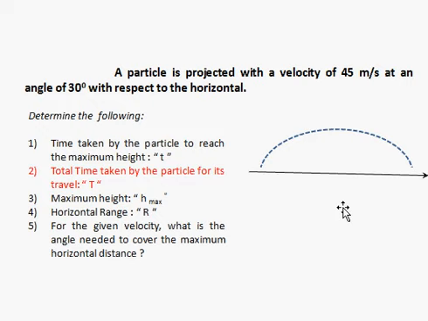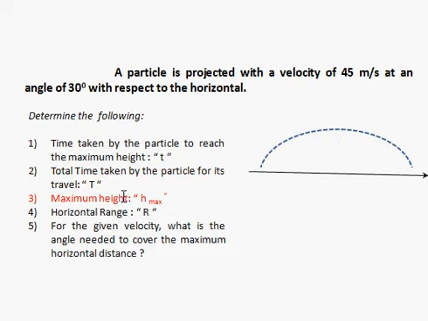Now let us move on to the next question. The total time taken by the particle for its travel. That is the time taken by the particle to begin from this place, and when it reaches here, the total time from here to here. So we have 2t. By summing up those two times, we will get the total time.